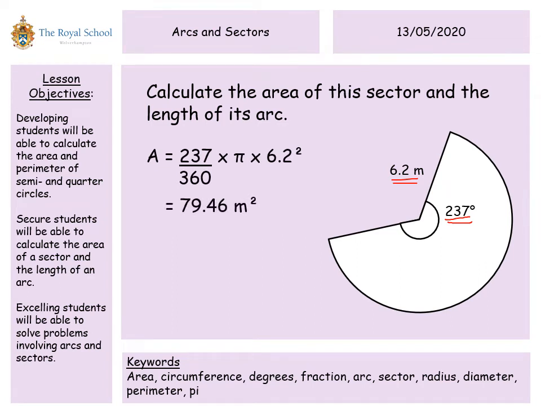Let's do the same for the length of its arc. So again, we've got our 237 360ths, but our circumference formula is pi times diameter, so that needs to be pi times, not 6.2 because that's our radius, but pi times 12.4. So watch out for the flip between radii and diameters in some of these questions, and that should give us then 25.65 metres. Again, watching out for our units there.